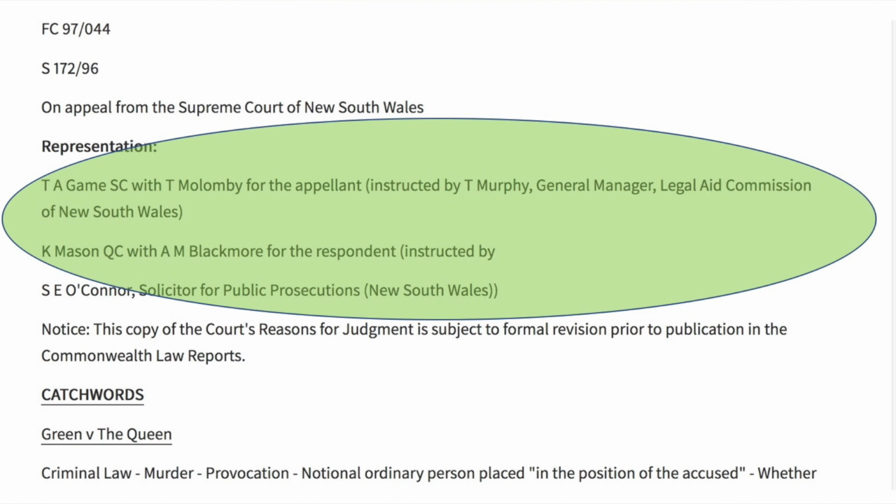Now, as you'll learn in the fourth module, barristers are almost always instructed by a firm of solicitors who do almost all the legwork preparing for the case. In this case, we can see on Ostley that the appellant's solicitor was the Legal Aid Commission and the respondent's solicitor was the Directorate of Public Prosecutions.